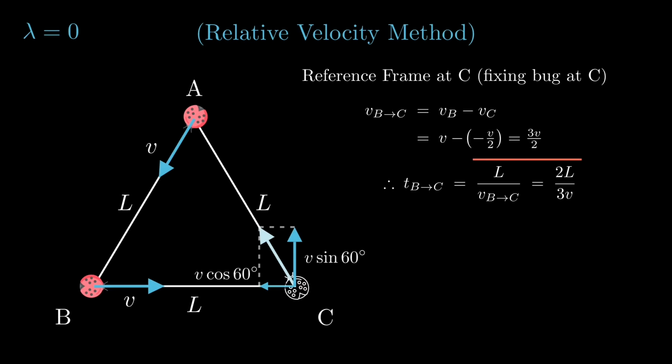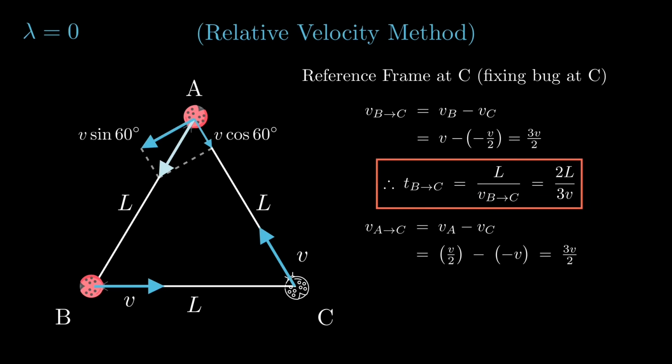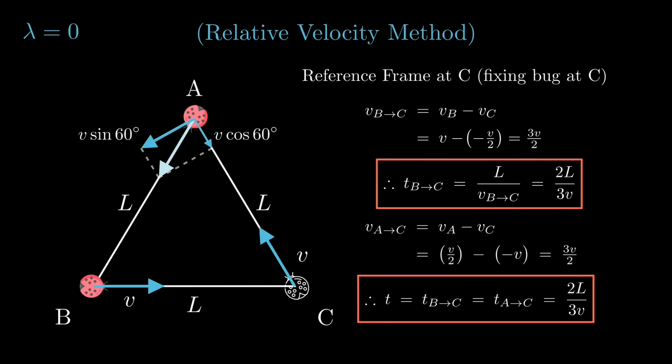To further convince you that all three bugs do indeed meet at the same time, let's also look at the motion of A relative to C. This time, we observe along the line CA, about which we should resolve the vectors. So, decomposing A's motion gives us a component of V by 2 towards C, and C's velocity is V along this line towards A in a negative direction than that of A. So, the relative velocity of A with respect to C is 3V over 2, so the time of convergence, we confirm, is 2L over 3V.